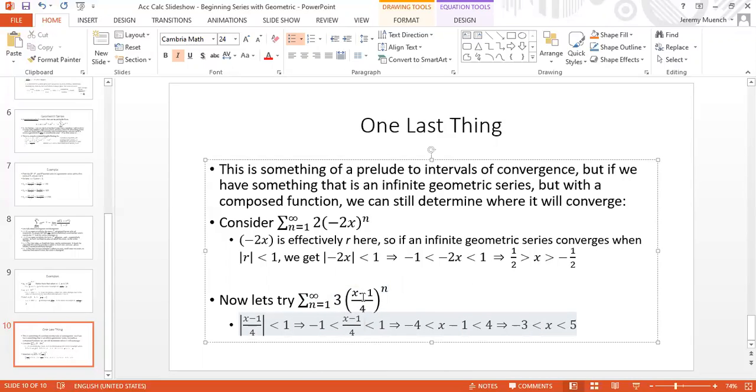So anyway, once again, if x minus 1 over 4 is supposed to be our r, then we just need that the absolute value of x minus 1 over 4 is less than 1. But then that means that -1 is less than x minus 1 over 4 is less than 1. So multiplying everything by 4 gives us -4 less than x minus 1 less than 4 gives us -3 less than x less than 5. And that's it. Job done. If x is somewhere in here, then the series converges. If x is anywhere else, it diverges. And yeah, so that's how we find your basic interval of convergence for a geometric series.